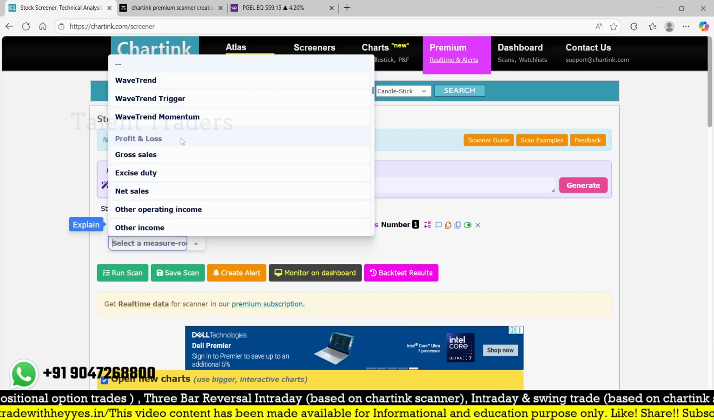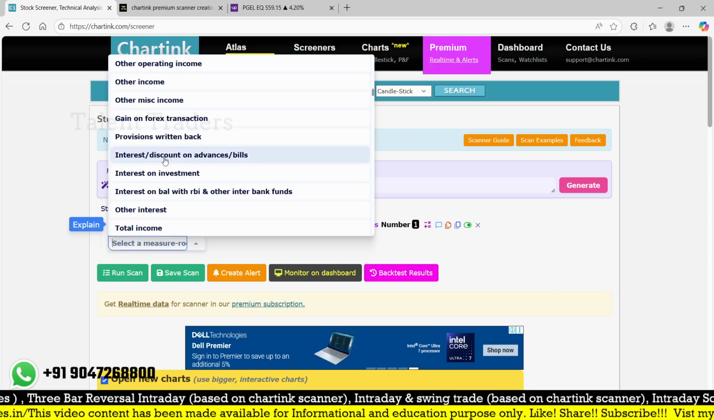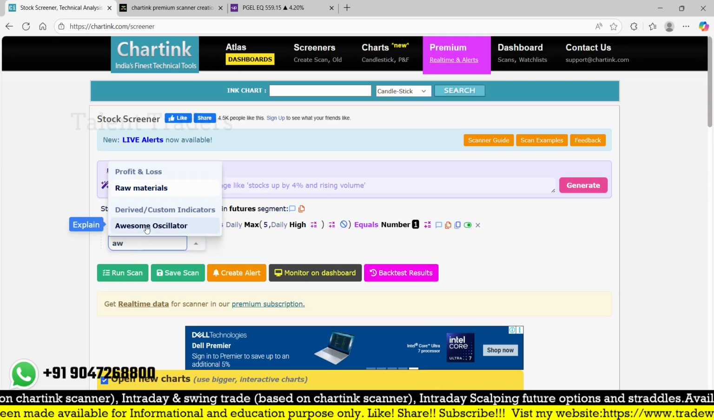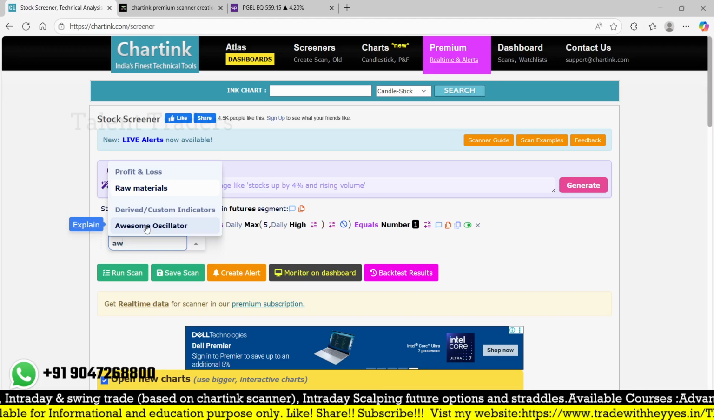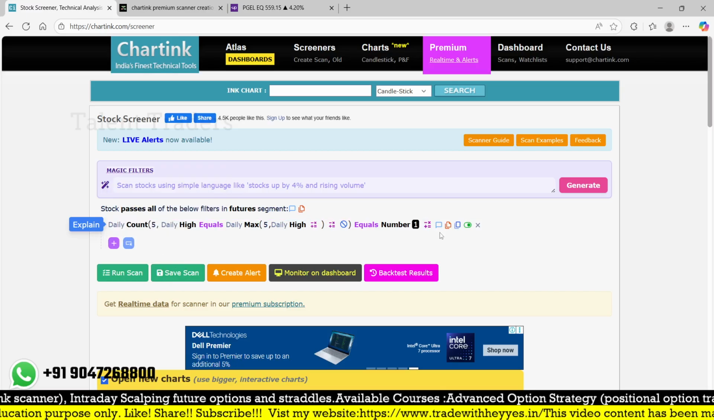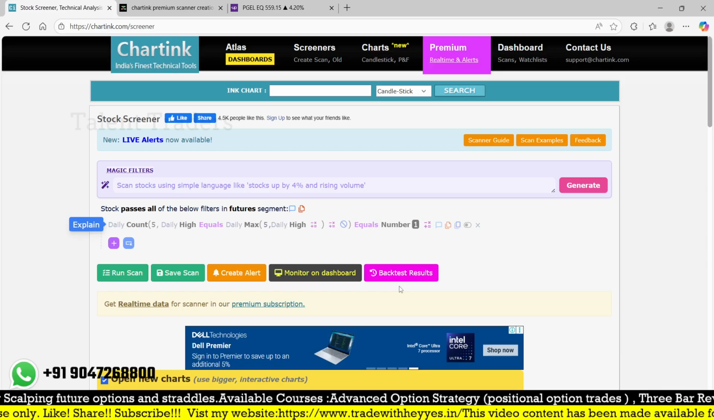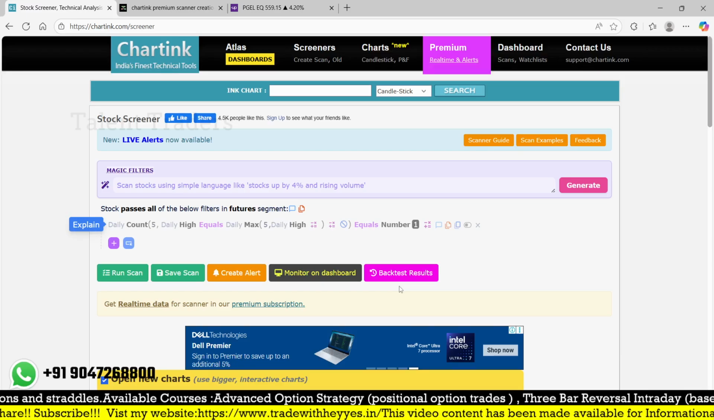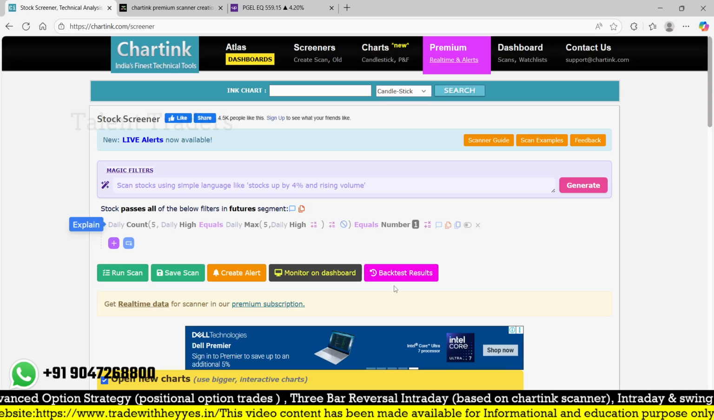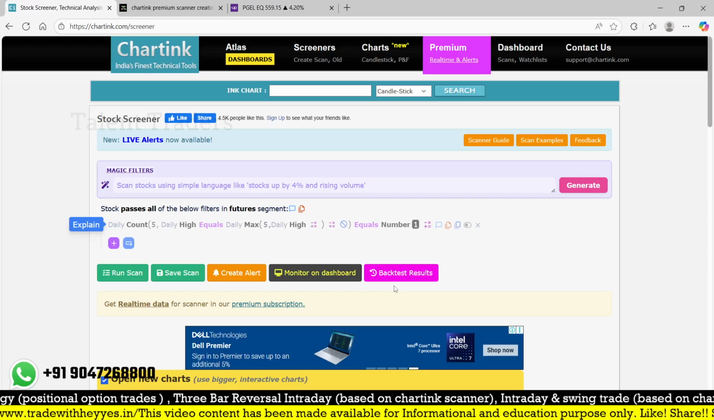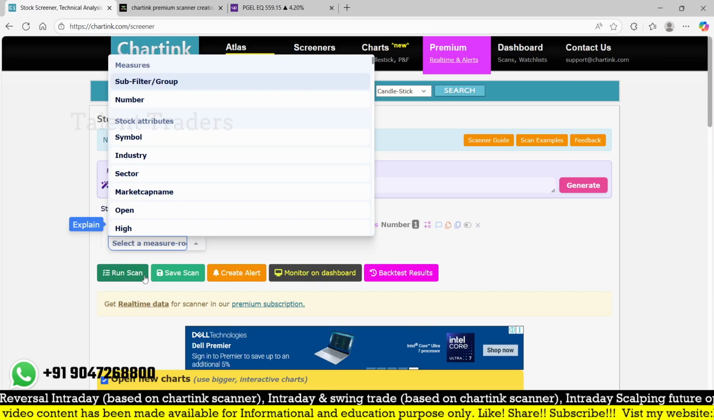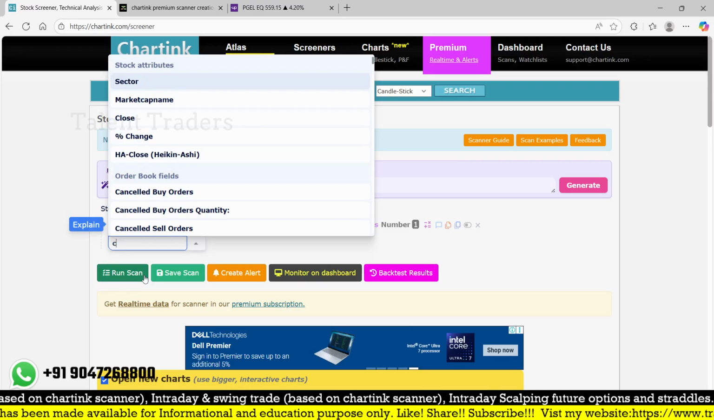For example, there is an indicator called the Awesome oscillator that is not available, but I derived it and created it using the logic of the Awesome oscillator, and I am able to create Awesome oscillator based scanners also, though by default it was not available. In our premium course, you can learn how we can create custom scanners and indicators.